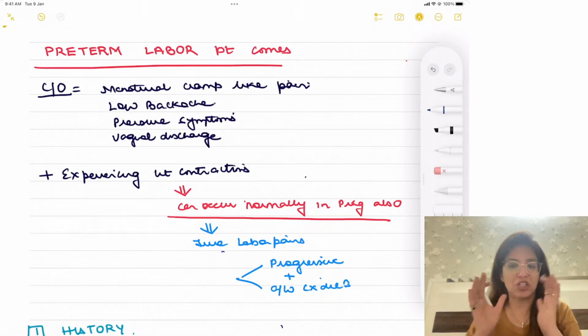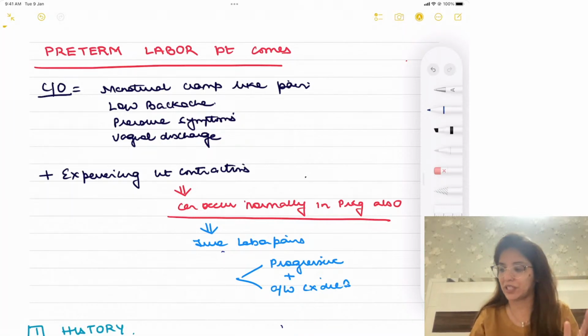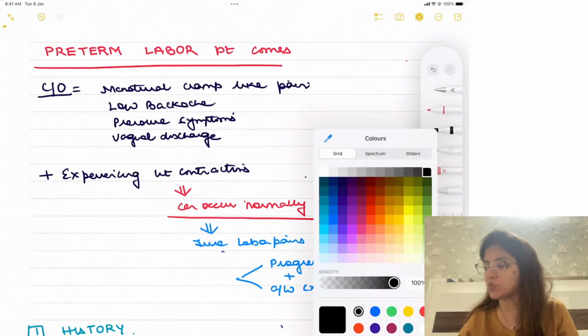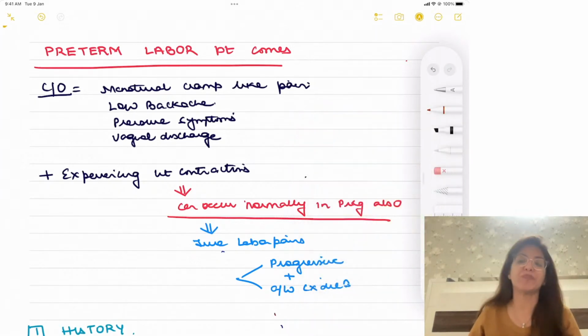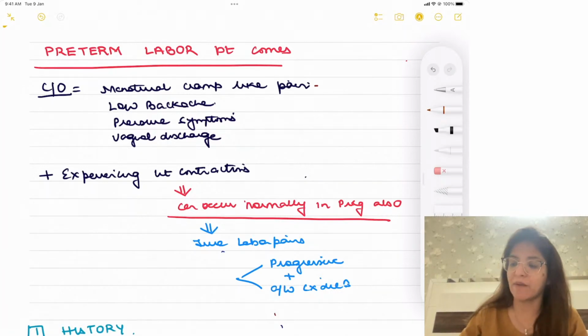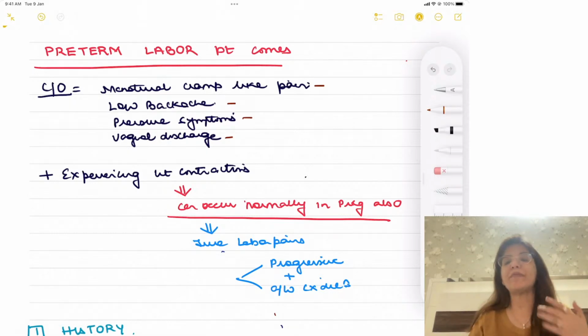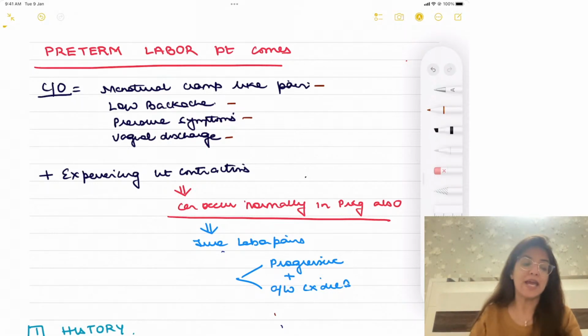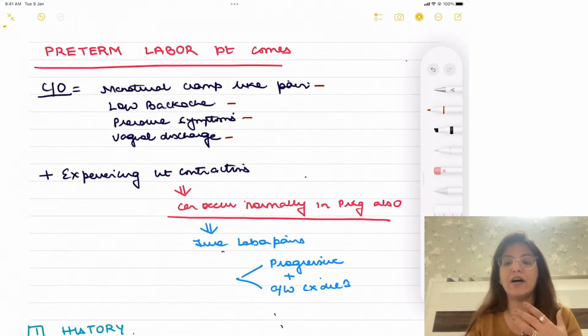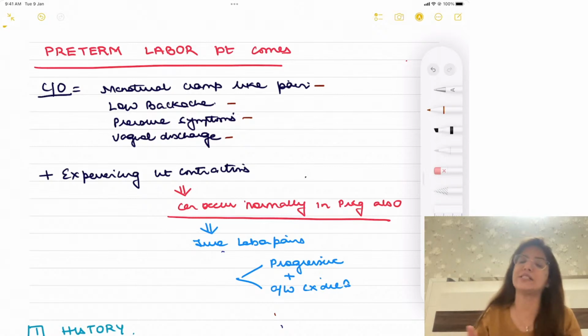Now let us see, this patient has come to you, you have taken the appropriate history. What are the problems with which the patient is going to present to you? Please remember that a patient of preterm labor is going to come with complaints of menstrual cramp like pain, low backache, pressure symptoms, or vaginal discharge. Whenever there is preterm labor, the patient will be experiencing uterine contractions. All of you know that uterine contractions can be felt in normal labor as well, and it could be true labor pains, and it could also be false labor pains.